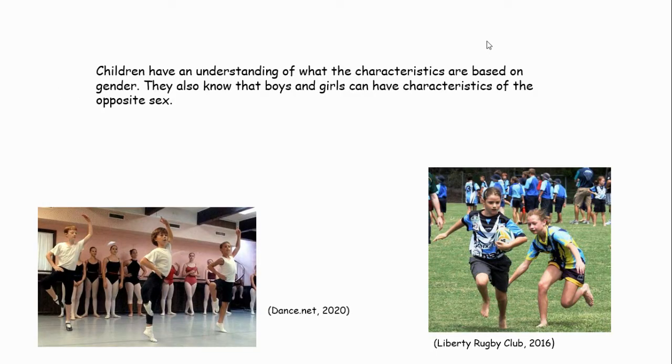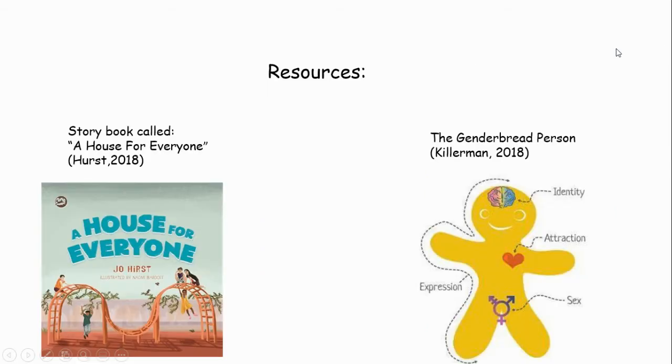So children have an understanding of what the characteristics are based on gender. They also know that boys and girls can have characteristics of the opposite sex. So, for example, girls may enjoy playing sports such as rugby, football, boxing, and basketball, and boys might display interest in girl-dominated activities such as dancing, netball, gymnastics, and acrobatics.